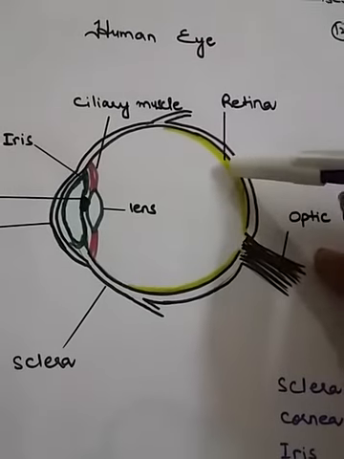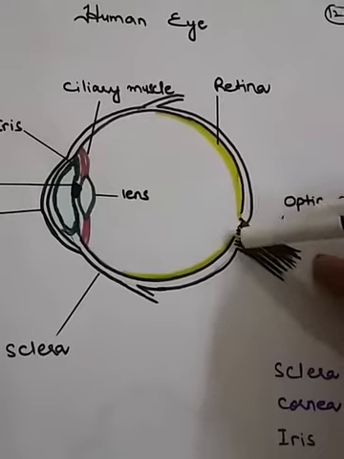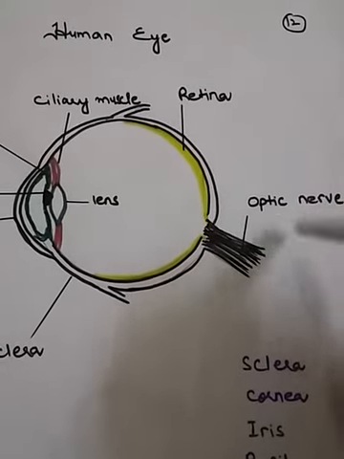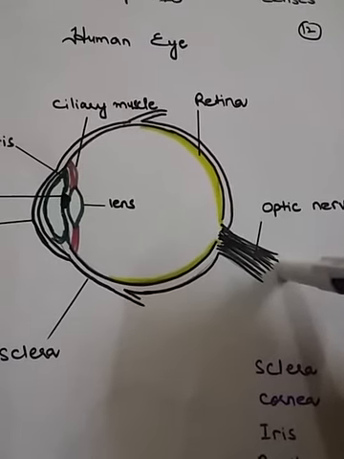This image is corrected, or you can say it will be straight, when the message goes to the brain through the optic nerve. All right, are you clear?